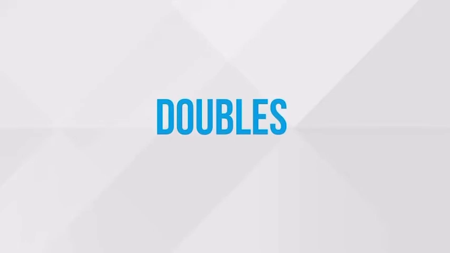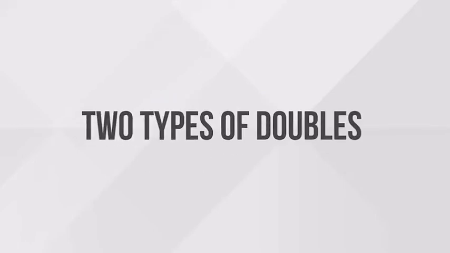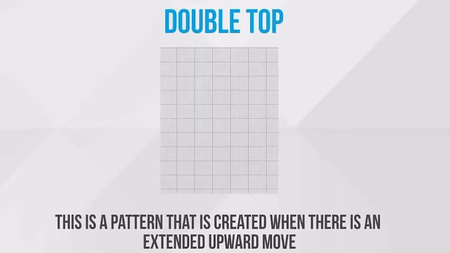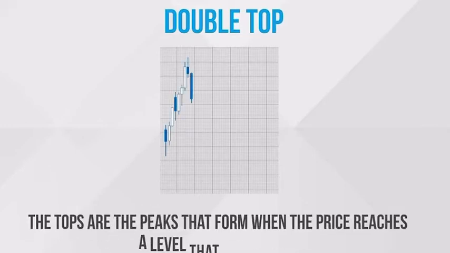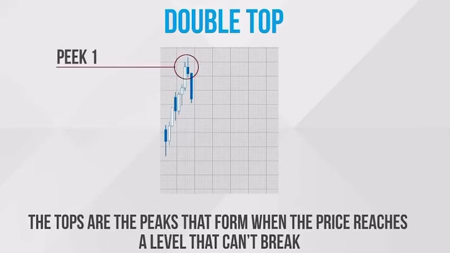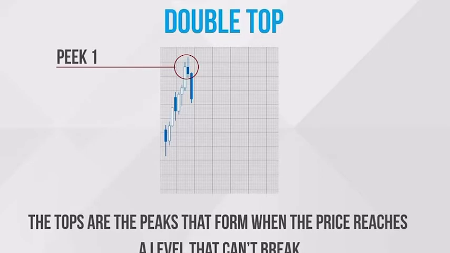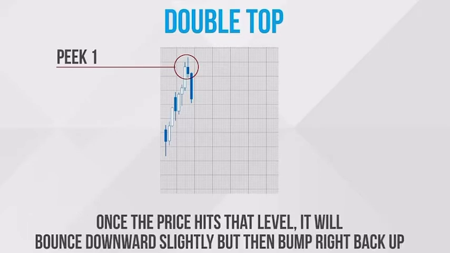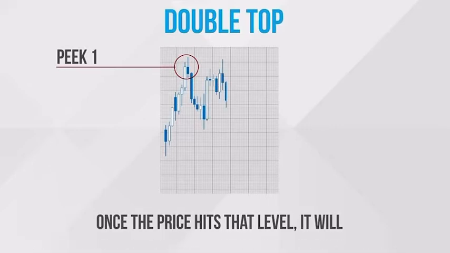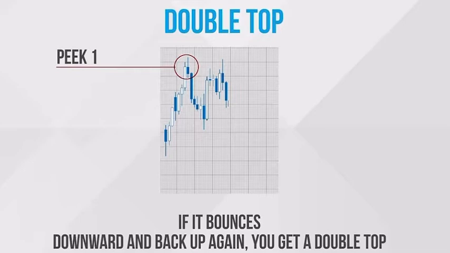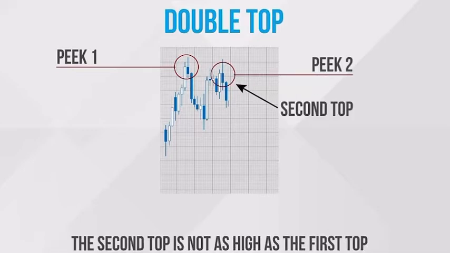Doubles. There are 2 types of doubles patterns you will need to recognize. First is the double top. This is a pattern that is created when there is an extended upward move. The tops are the peaks that form when the price reaches a level that can't break. Once the price hits that level, it will bounce downward slightly, but then bump right back up. If it bounces downward and back up again, you'll get a double top. The second top is not as high as the first top.